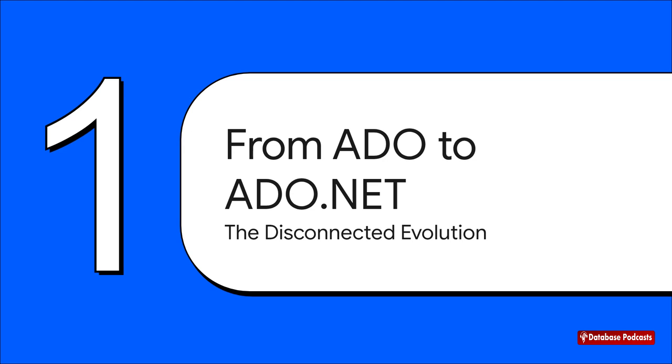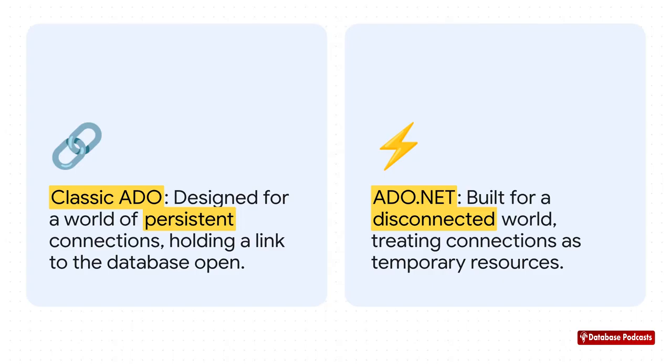See, before ADO.NET, we had its predecessor, which we now call Classic ADO. But as applications started moving to the web, that old way of thinking about data access just wasn't going to cut it. A massive shift was needed. And the philosophical change here is huge. Classic ADO was built for a world of persistent connections. You'd open a connection, hold on to it for dear life, do your work, and then close it.